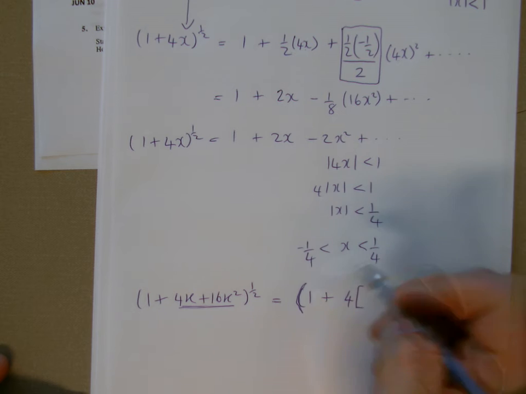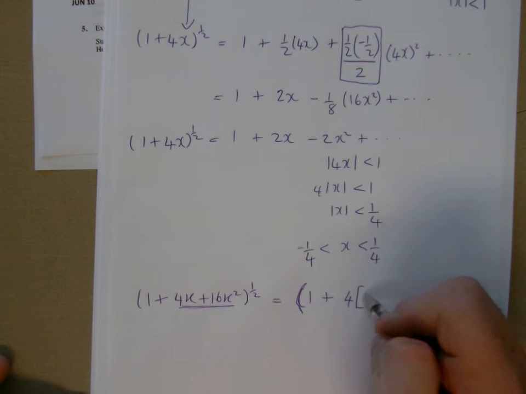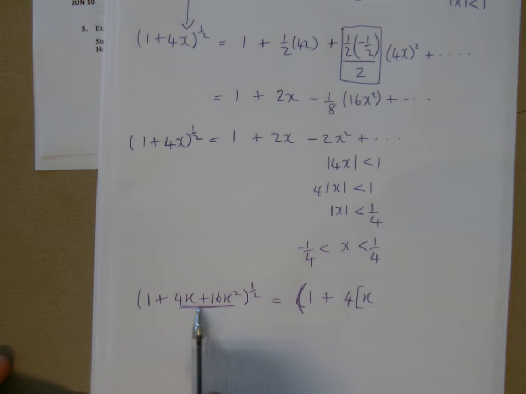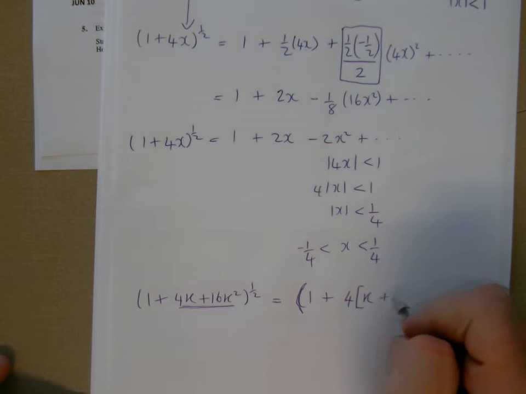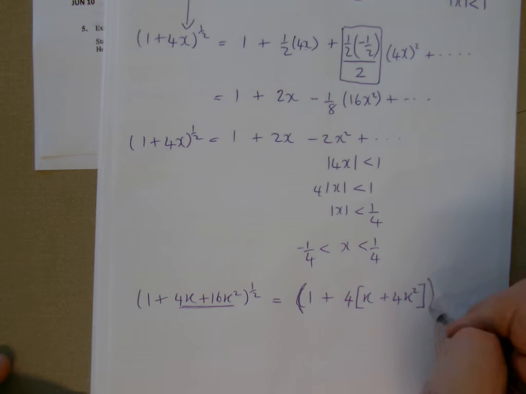Square bracket. Now what do I times by 4 to get 4k? Of course that's going to be k. And then what do I times by 4 to get 16k squared? Well, that's going to be 4k squared. So that would give me 16k squared. Bracket then to the power half.